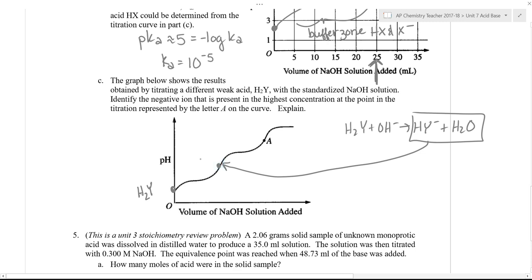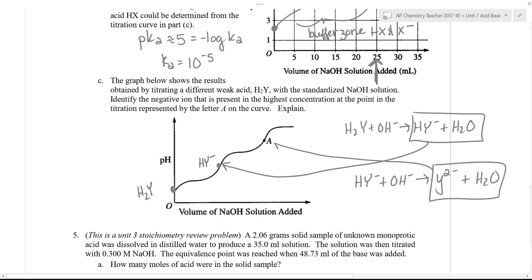So right here you're going to have pure HY minus. And then when that reaction's all done, if you keep adding hydroxide, you're going to lose the second hydrogen and make Y2 minus. So this is what is going to be present at the second equivalence point. So what is present at point A in the solution is Y2 minus.